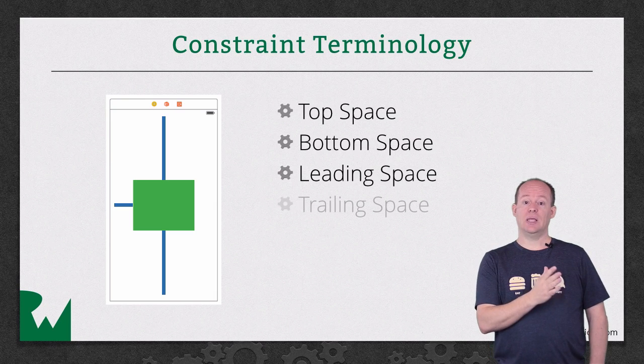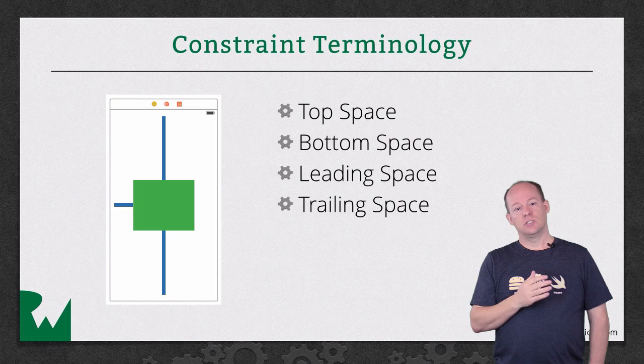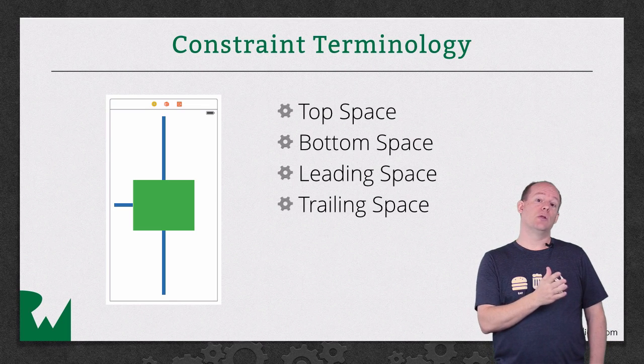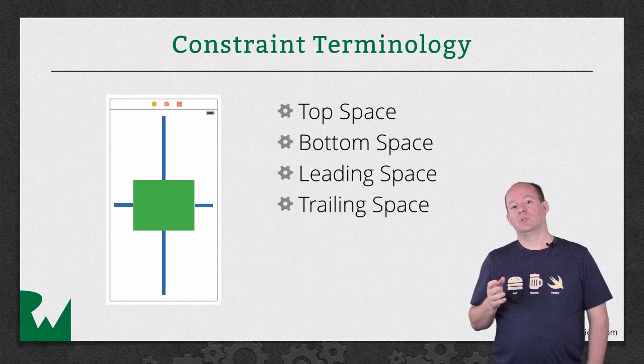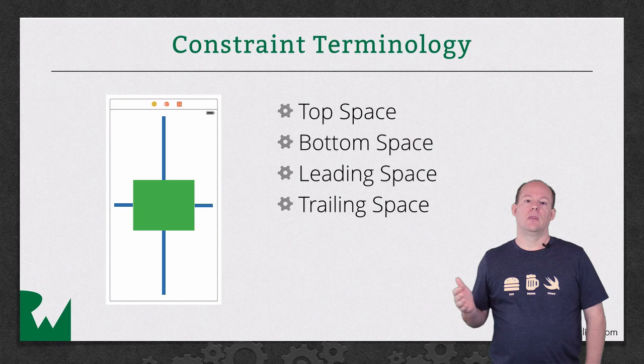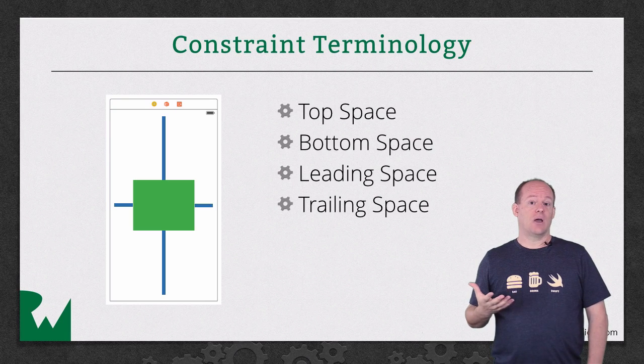Similarly, you have a trailing edge constraint, and this is just the trailing edge of the reading direction. So in left to right languages, that will be the right edge, and in right to left languages, it'll be the left edge.